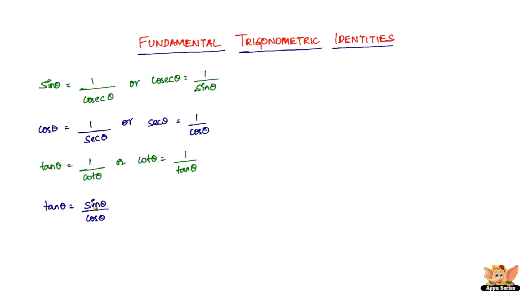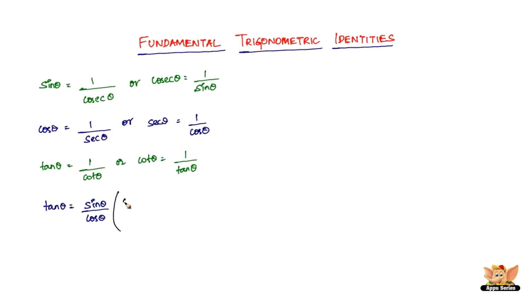If you're wondering how this is, you can easily prove it. Just substitute opposite by hypotenuse in the place of sine theta and adjacent by hypotenuse in the place of cos theta. The hypotenuses get cancelled, and then you get opposite by adjacent, which is equal to tan theta. So that's how you get tan theta equals sine theta by cos theta. Let me quickly show you here how it works.